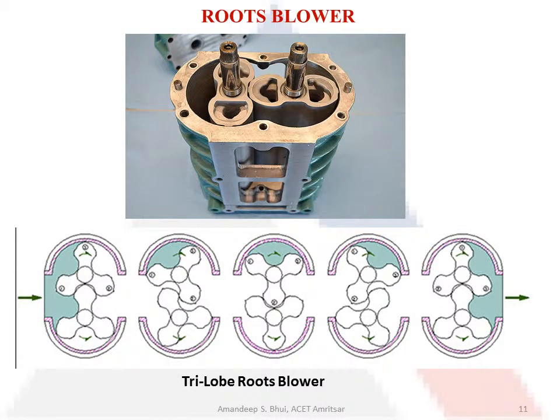Here in this slide, we can see there are two types of lobe roots blower compressors. Here we have a two lobe compressor, and in the diagram below we have a three lobe roots blower. Depending upon the mass of air required, we can increase the number of lobes, and that increases the mass flow rate of air.